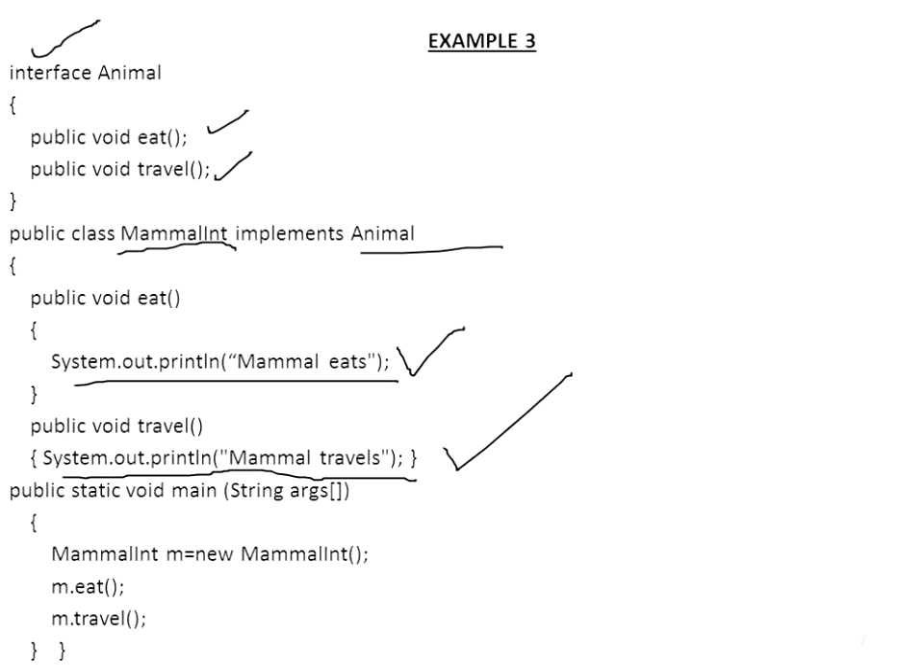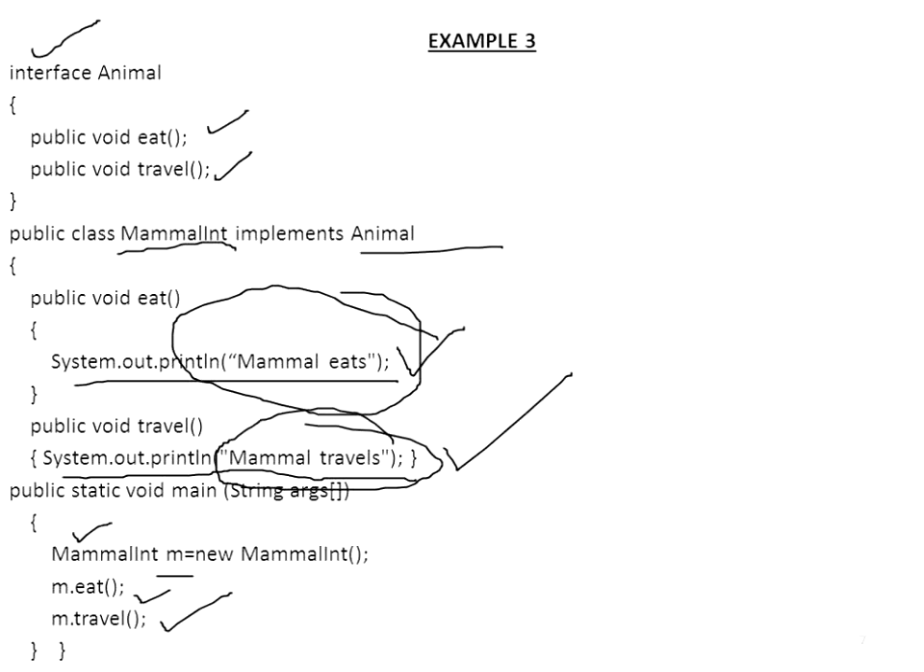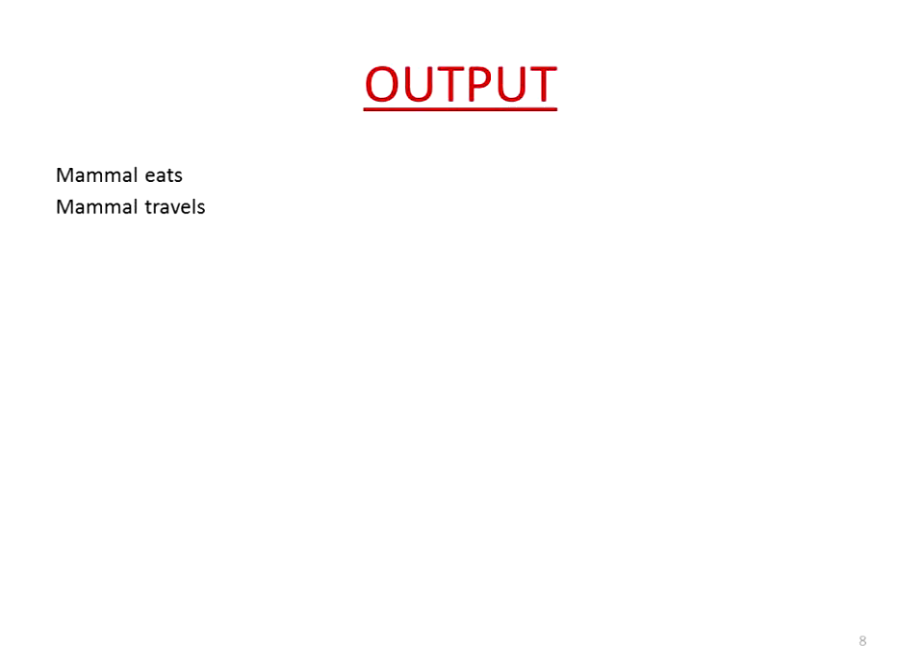And inside the main method, we have created an object of class mammal int, and then we call these two methods one by one. So when m.eat is called, this statement will be printed. So the string is mammal eats, and when m.travel is called, the string mammal travels is printed. So the output will be mammal eats, mammal travels. So in today's session, we have discussed programming examples related to interface, inheritance, and polymorphism.